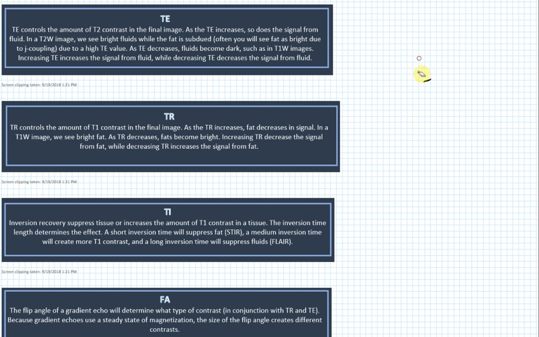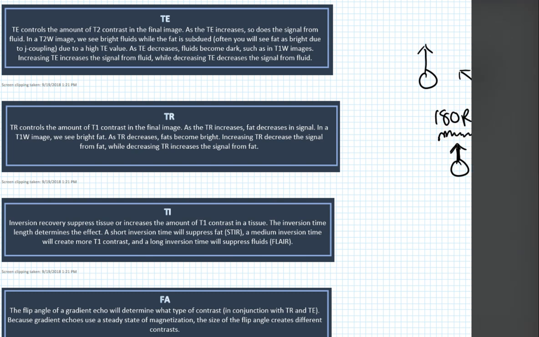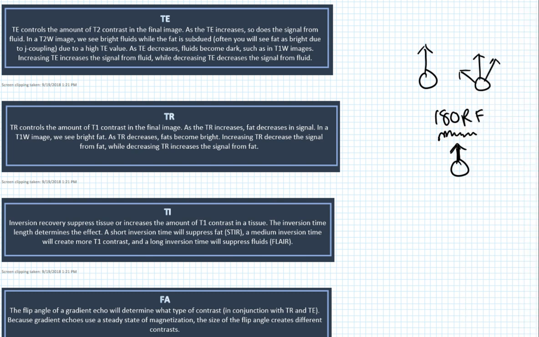So if we have a short TE, not a lot of dephasing occurs. Everything starts all together. Then the magnetic moments begin to separate. We apply the 180 degree RF pulse. Everything comes back together. And when everything is lined back up, that's when we use the coil to record the signal. So TE is a measure of how much dephasing we're allowing to occur, how much dephasing is happening.